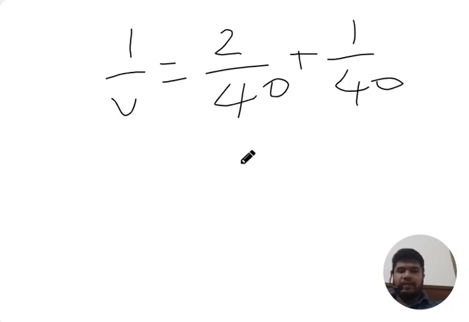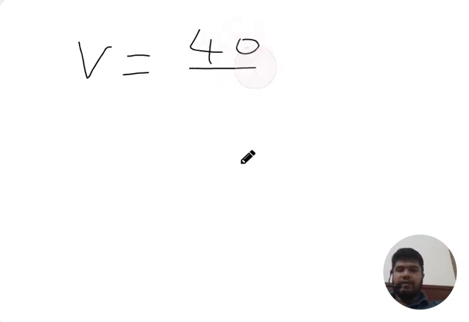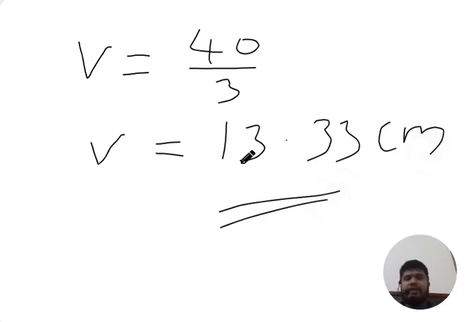Then 1 by v is equal to 3 by 40. Next, v is equal to 40 divided by 3. It will be approximately v is equal to 13.33 centimeters. Okay, we got the image distance.